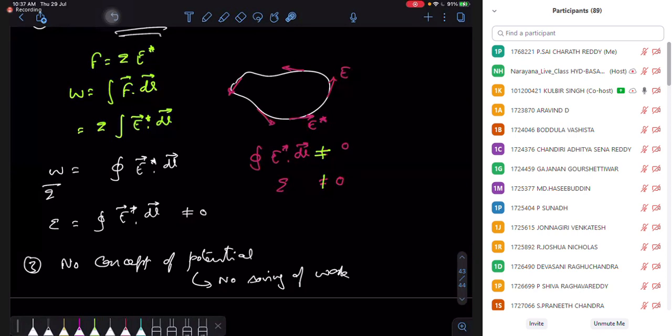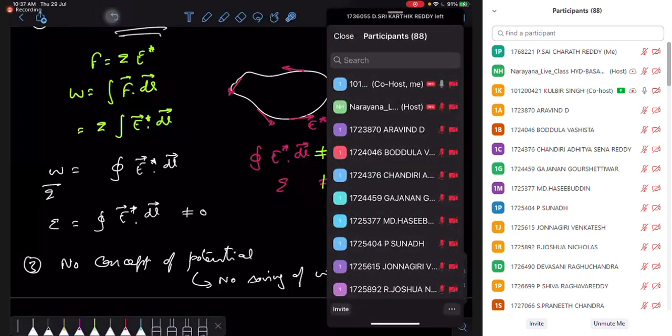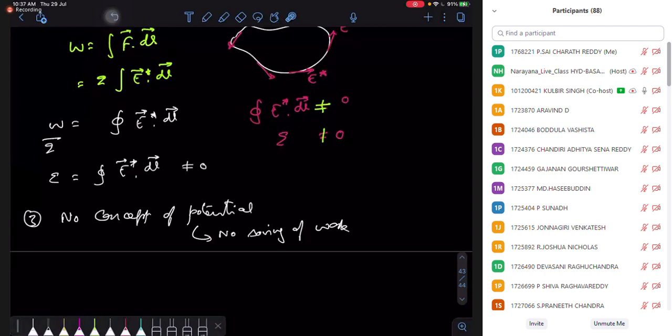As friction does the work, it will keep on pushing you. It can give you the energy, but after that it is not going to be saved. That is the meaning of no concept of potentials. Work there, but no saving of the work. Okay, I hope you understand the point. Yes, no saving of the work.